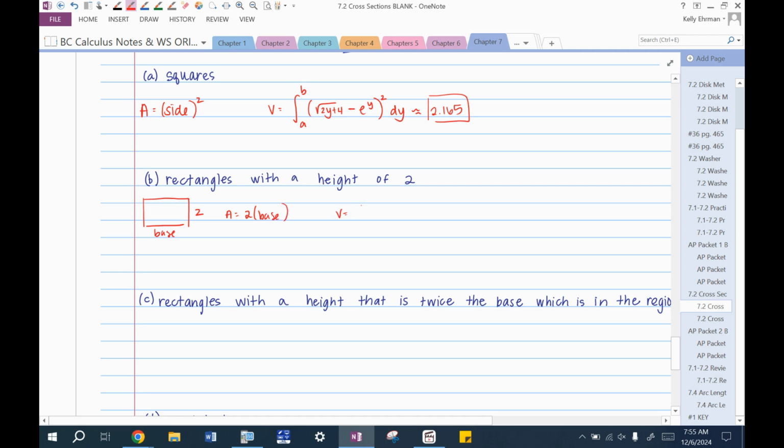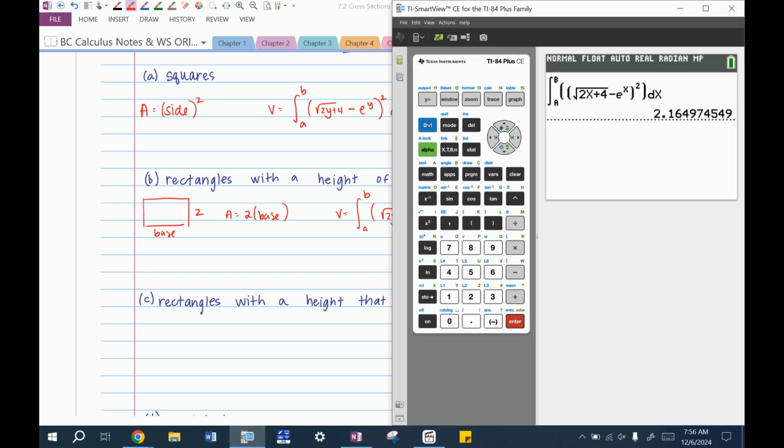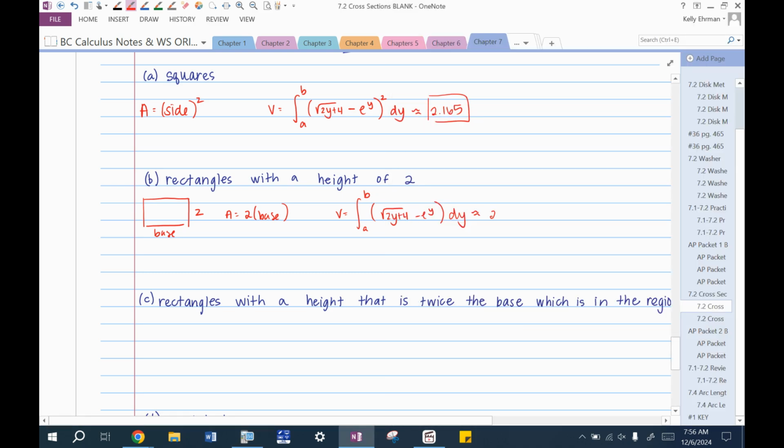So volume will be the integral from a to b of the square root of 2y plus 4 minus e to the y, squared, dy. That means I should just be able to take the squared off of here. It doesn't matter that you have this extra set of parentheses. I think that's okay. So 2.333.